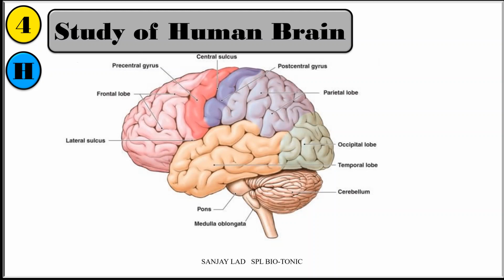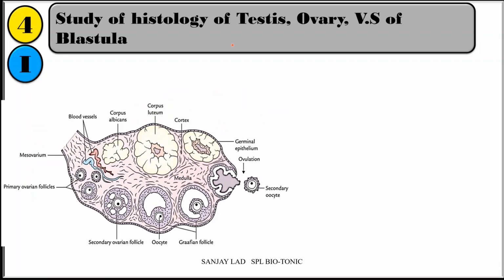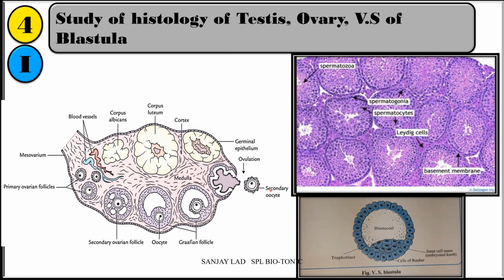Question 4I is about the histology of ovaries, testes, and the blastula. Any one picture will come for identification for 1 mark. Students, we can easily identify ovary with the help of follicles which are easily seen in the cortex at various stages of development. We can identify testes with the help of the seminiferous tubules which we can see easily in the view. And the last one is about the VS of blastula, which shows blastocoel and inner cell mass.